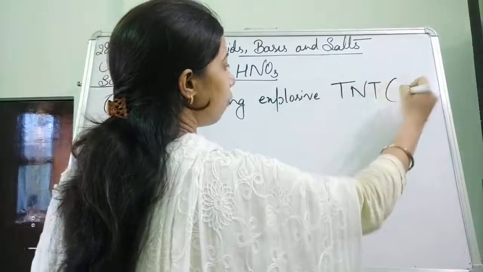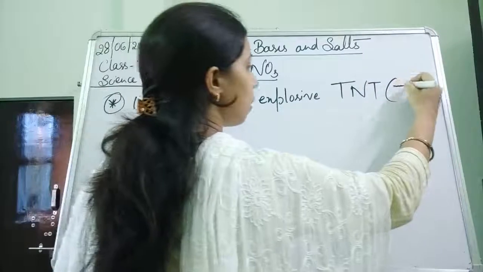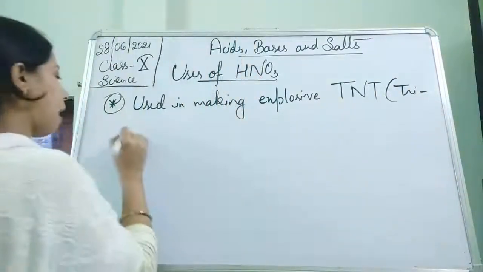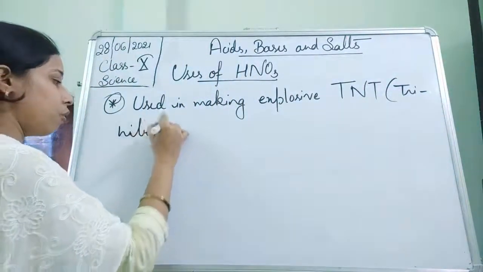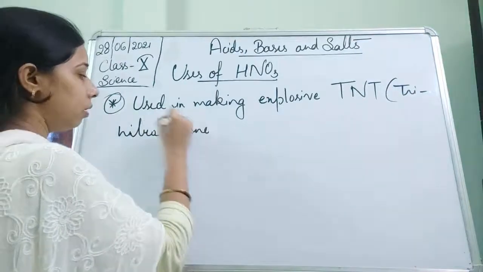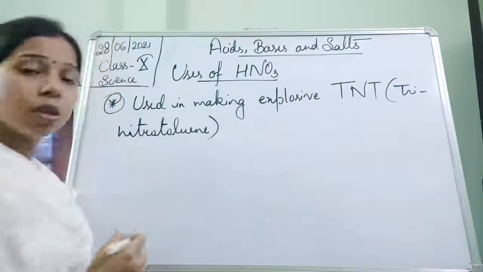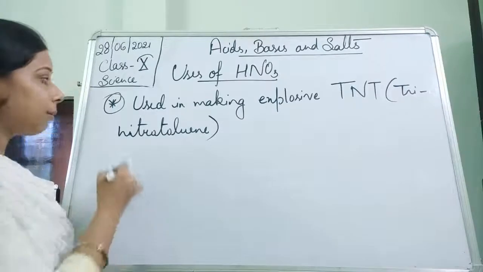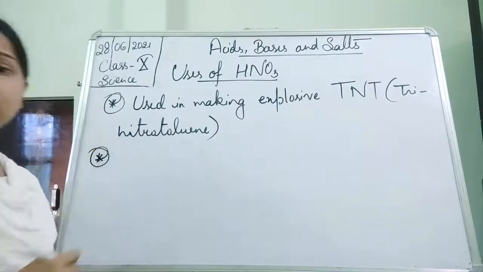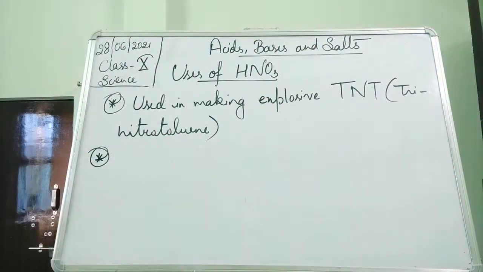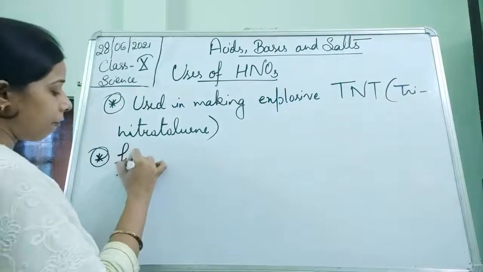The full form of TNT is trinitrotoluene. So it is used in making explosives. The next one is that it is also used for making fertilizers.